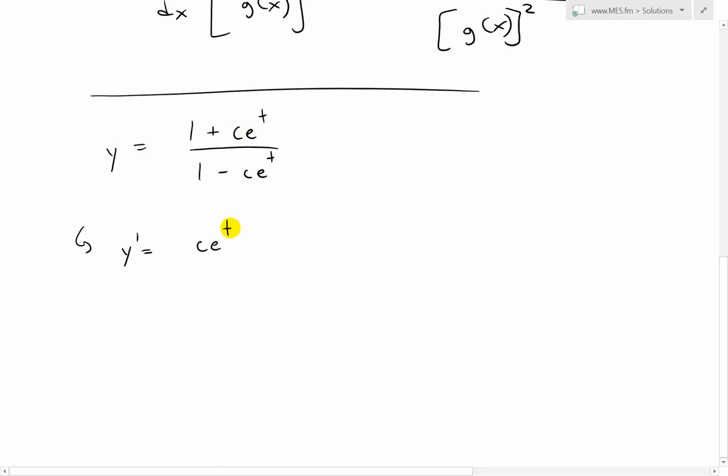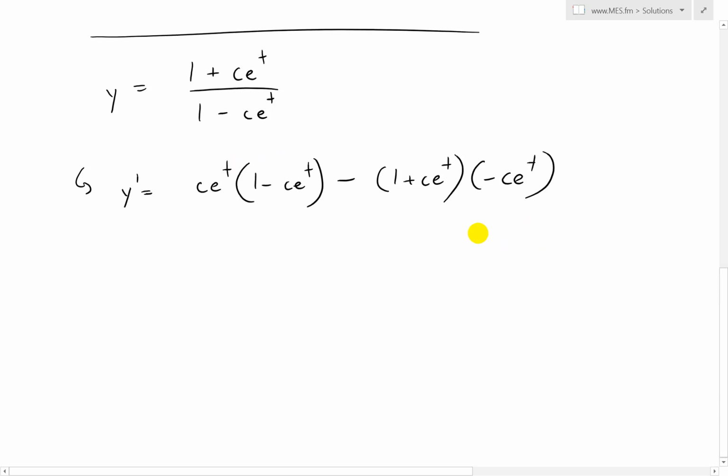So c e to the t, and now we include g, which is 1 minus c e to the t. Now we subtract the top function, 1 plus c e to the t, times the derivative of the denominator, which is, well, the derivative of 1 is again 0, and the derivative of negative c e to the t is just negative c e to the t. Then all divided by (1 minus c e to the t) squared.